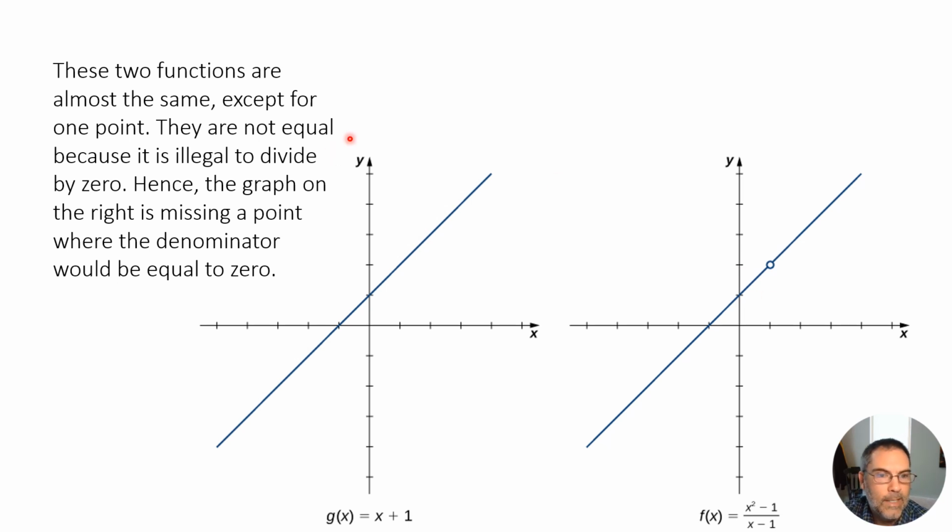All right. So I might have made this point clearly enough already, but here are two functions that are basically the same thing, except this one has a hole in it. So they look different, x plus 1 and then x squared minus 1 over x minus 1.